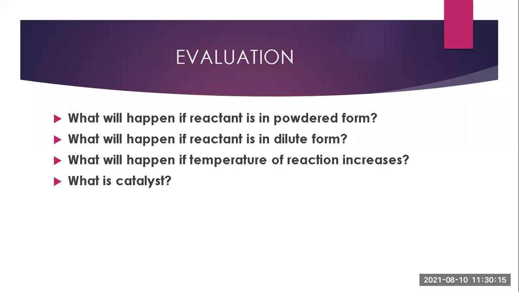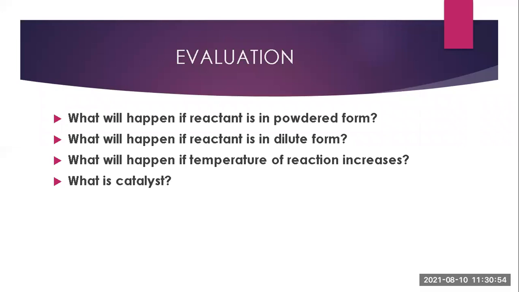Then the second question: what will happen if the reactant is in dilute form? There are two types of solution, concentrated and dilute. In a dilute solution the amount of molecules is less, that's why it is known as dilute. Whereas in a concentrated solution the amount of molecules is more. So if the reactant is in dilute form, the number of molecules will be less, so naturally the rate of reaction will also be less. It will not be faster. In contrast, if the concentration of the reactant is more, the rate of reaction will also be more.